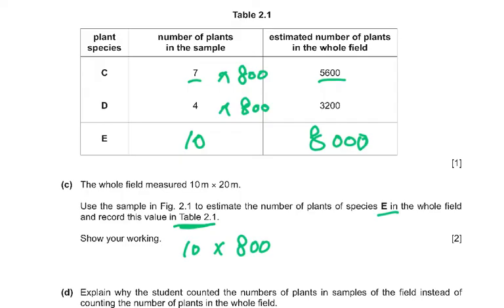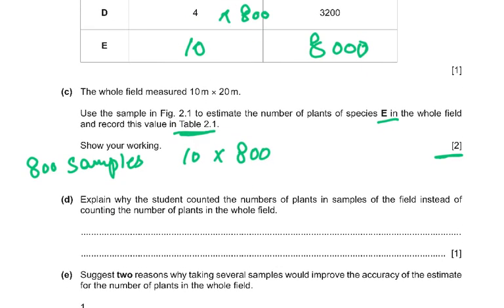But how did you make a reference to 800 samples? You could have said here 800 samples, because there are 2 marks for this. So 800 samples, 10 in each sample, so there will be 8,000, and then you recorded that in the table. So that got you your 2 marks.